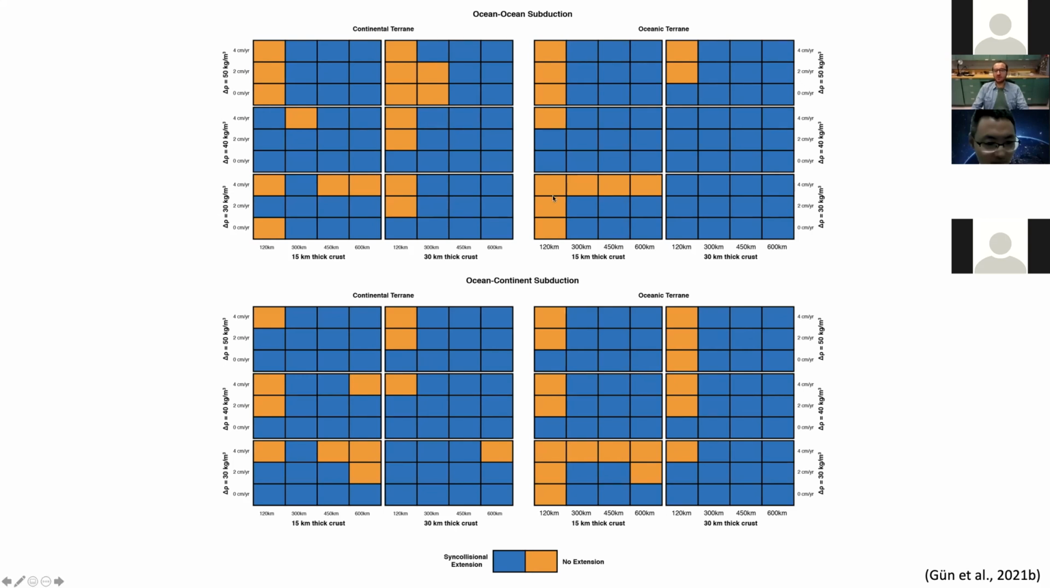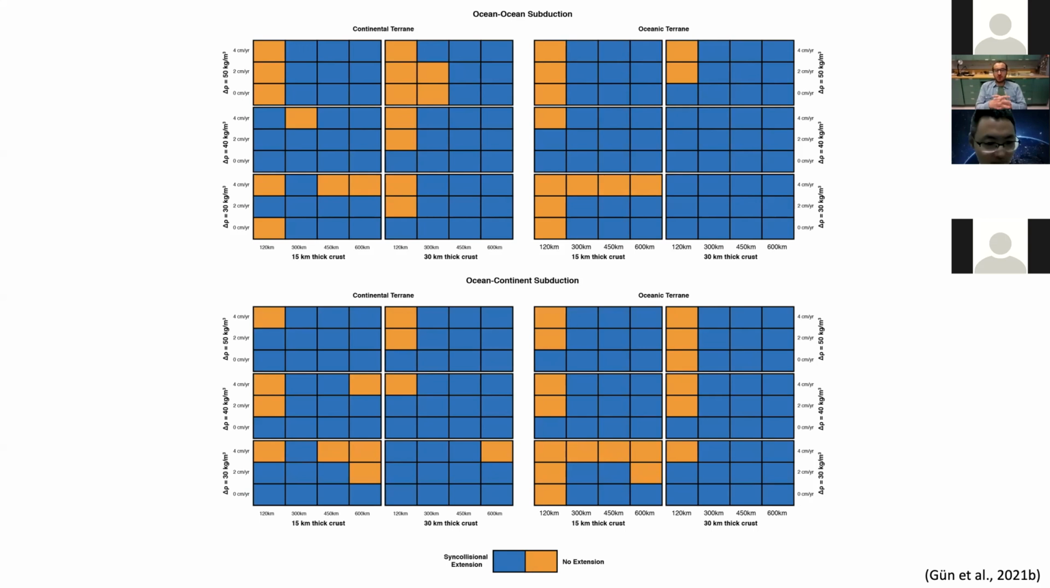But we can say that if the microcontinent or oceanic plateau or oceanic terrain versus continental terrain is smaller, like 120 kilometer, we don't see much syncollisional extension. It's mostly no extensional cases. I think this is because if the microcontinent or oceanic terrains are too small, in the collision zone it cannot create any extension. It's just squeezed between these two overriding and subducting plates.